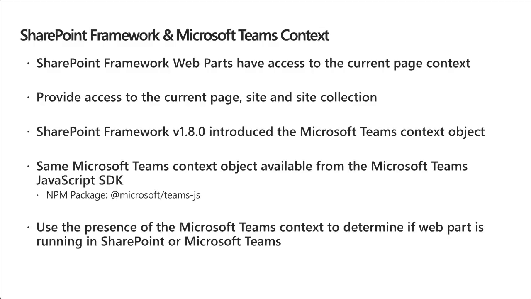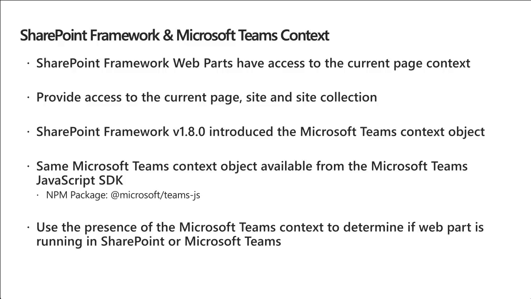SharePoint Framework web parts have access to the current page context when they're loaded on a page. And this is going to give us access to the current page, site, and site collection information. In the SharePoint Framework version 1.8, it introduced the Microsoft Teams context object to the SharePoint Framework API. This is the same Microsoft Teams context object that's available from the Microsoft Teams JavaScript SDK, and you'll find it in an npm package at @microsoft/teams-js.